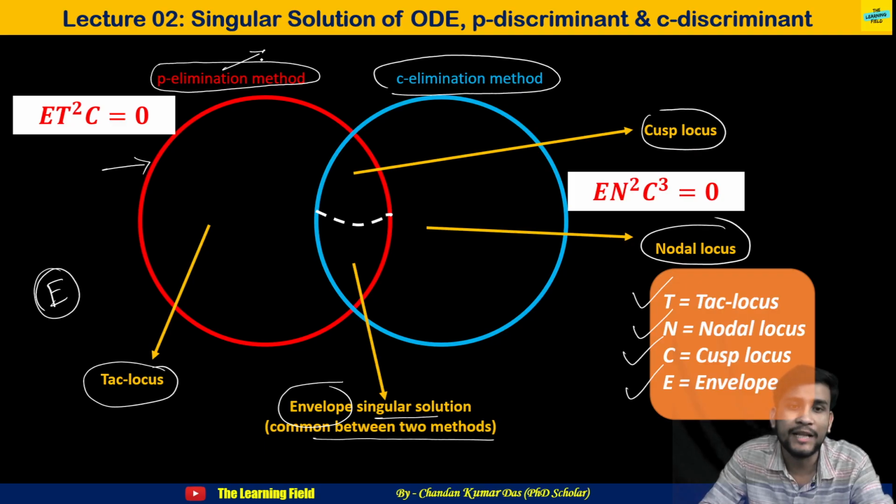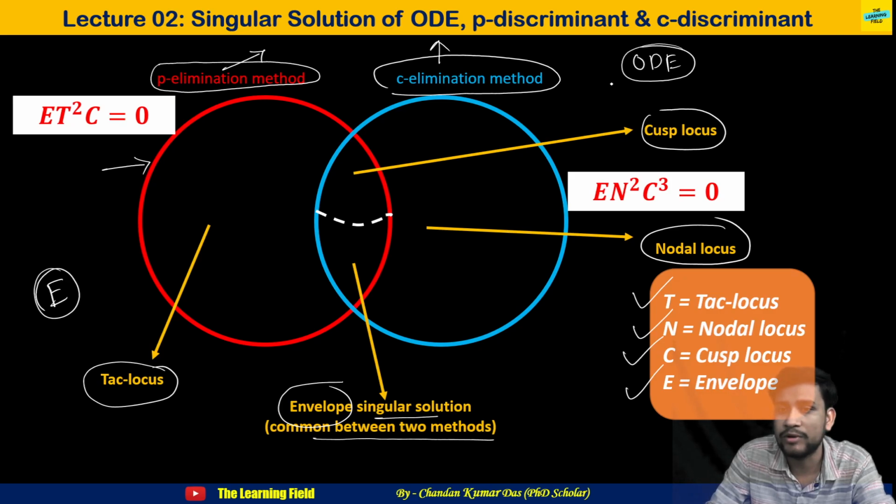And simply P elimination and C elimination method means if we have a given differential equation, that is a first order ODE, then we have to eliminate the y dash, that is equal to P, or in some cases C. Now in which problem we apply which process, we see by examples.